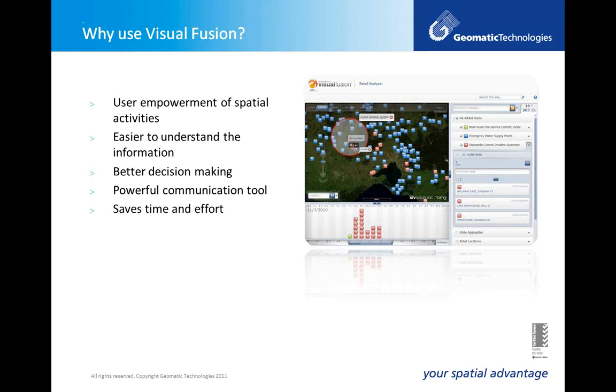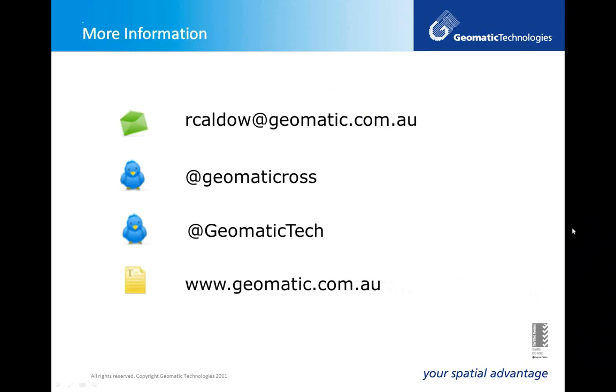And in fact, the customers that we have already have GIS and they're looking to use Visual Fusion to extend the offering of their GIS and to take the load off their GIS personnel so that they can provide this self-service style of mapping. And obviously it's easy to understand, you can do better decision making, and it is a very powerful communication tool, especially for those people that like the 2.5 dimension type mapping.